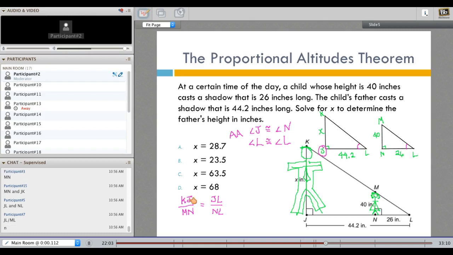Okay? And again, you want to match from top to bottom. We're matching altitudes. These are both altitudes. These are both sides. And I'm matching across. These both come from the large triangle. These both come from the small triangle. Okay? What are you going to do from here? How do I finish this out?